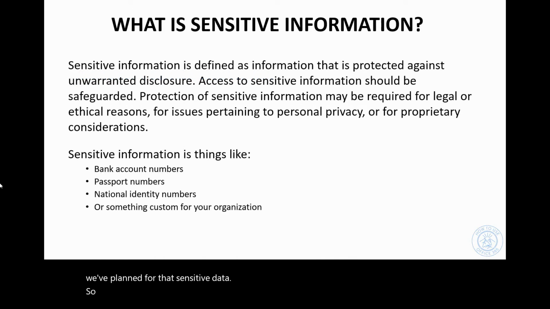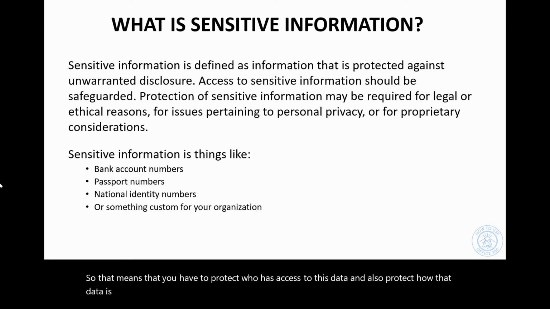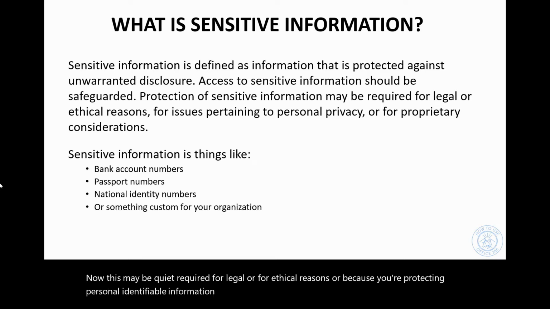So what is sensitive information? Sensitive information is basically information that you need to protect. And specifically, you want to protect that from disclosure to parties that should not have the information. So that means that you have to protect who has access to this data and also protect how that data is shared both inside and outside the organization. Now, this may be required for legal or for ethical reasons, or because you're protecting personally identifiable information, or to protect your company's intellectual property.